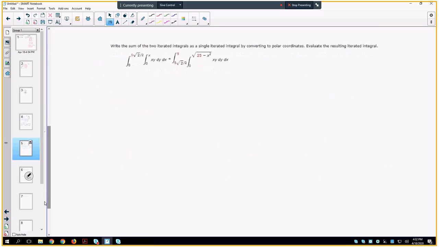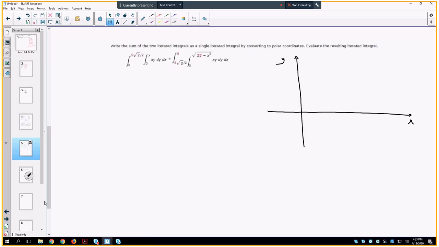There's one more example here where we're given the sum of two iterated integrals, and the question tells us that we can write that sum as a single integral if we change it to polar coordinates. So let's think about what this region might look like. I see that in the first integral, I'm between 0 and 5 square root of 2 all over 2 in terms of x, and then y is between 0 and x. And in the next one, my x is between 5 square root of 2 over 2 and 5, and my y is between 0 and square root of 25 minus x squared. So again, I conclude I must be in the first quadrant because everything is positive.